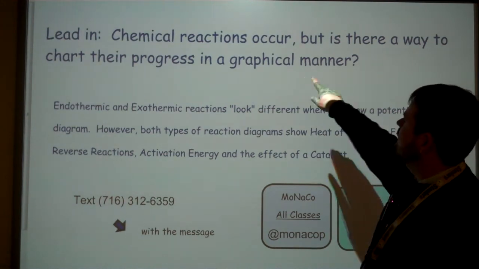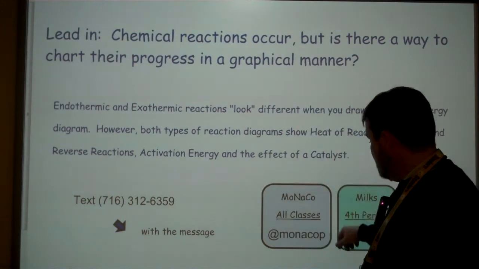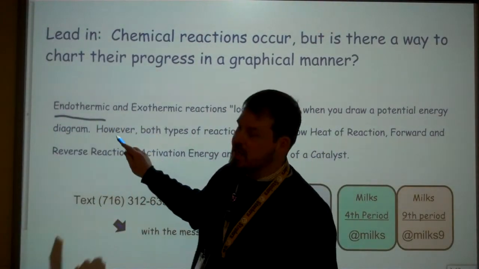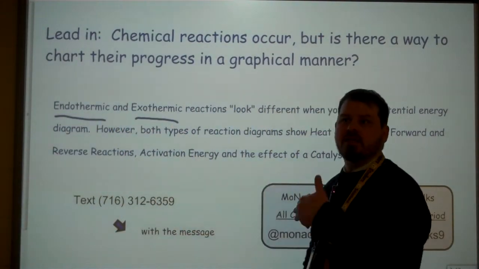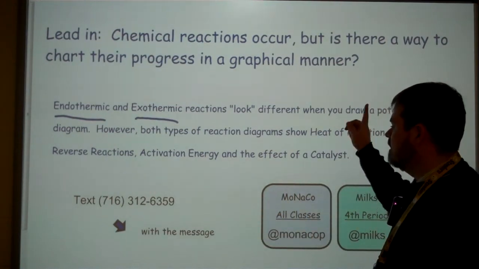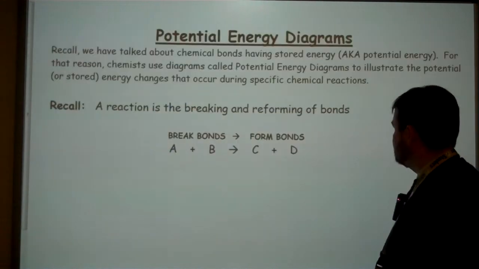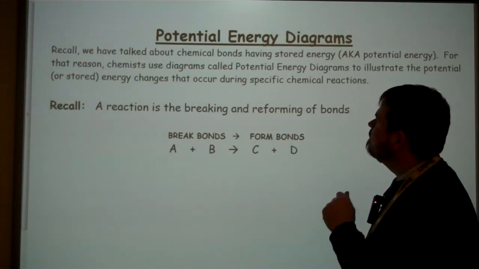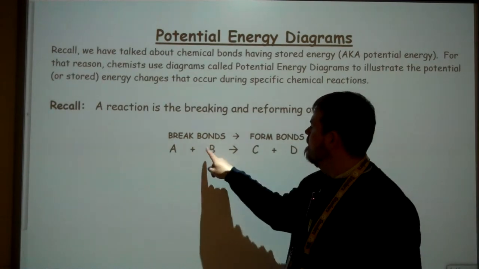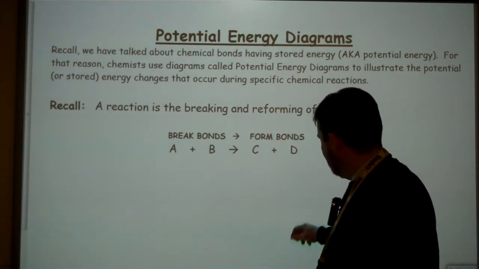Chemical reactions occur, but can I graph them? Yes, and we are going to revisit some old terms that we know. Endothermic, adding heat. Exothermic, heat leaving the reaction. It's going to work out just the same way, but they're going to look different when I make my potential energy diagrams. So first, the potential energy diagrams, I have to break bonds and form bonds.